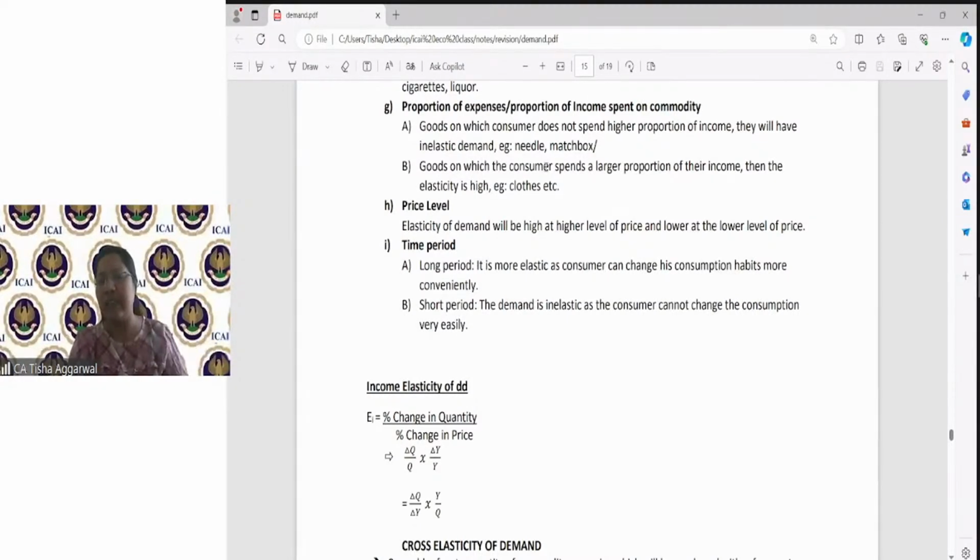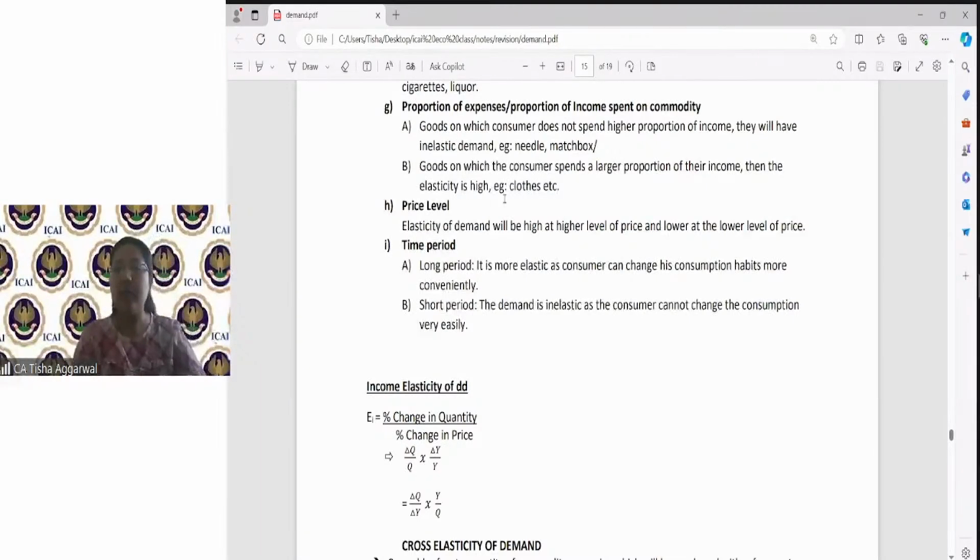That is inelastic demand. But if my income is 50,000 and 30,000 is going towards my clothing or maybe my grocery, etc., then I will think, I will say that my major income is going in that thing. So you better do rationally. So the proportion of expense, or proportion of income spent, or how much value of that particular product is in your whole budget is going to change the elasticity.